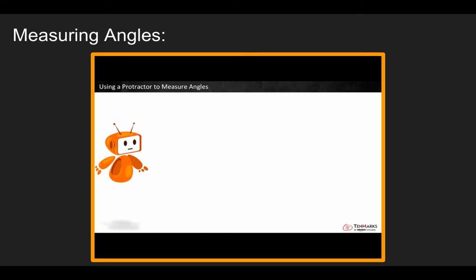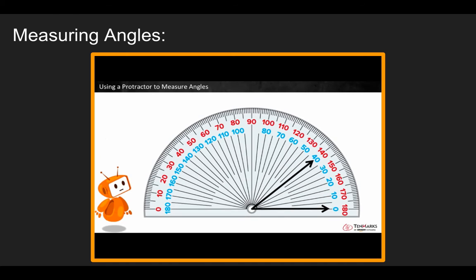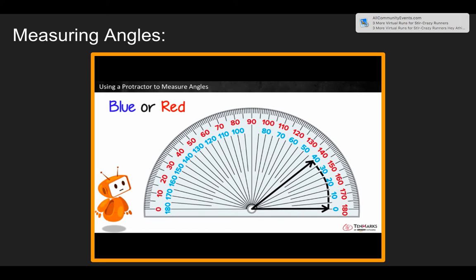Let's take a look at this angle. We can use a protractor to measure this angle. First, put the vertex on the center. We're trying to find out how many degrees fall between the 2 arms of the angle, which we do by finding the difference. We can find the correct measurement of the angle as long as we use the numbers of the same color.